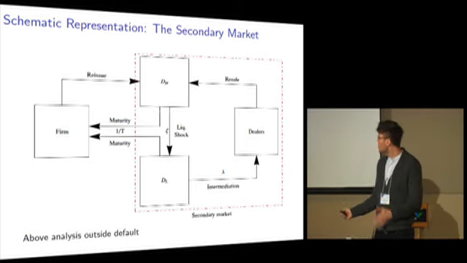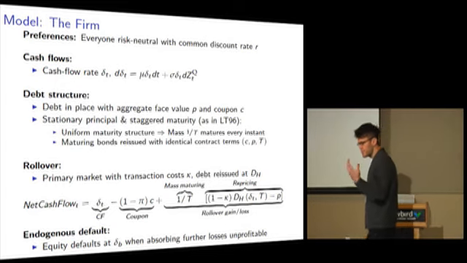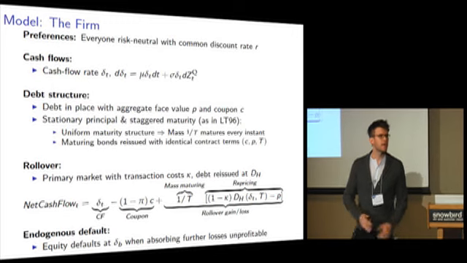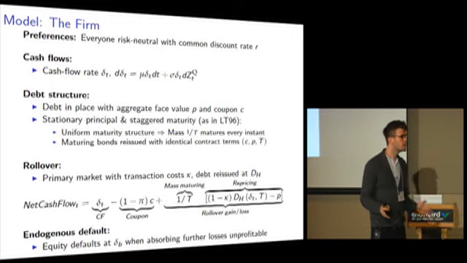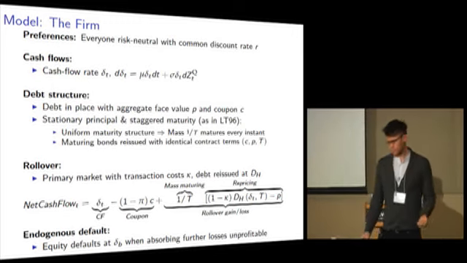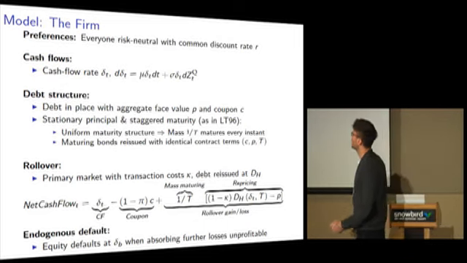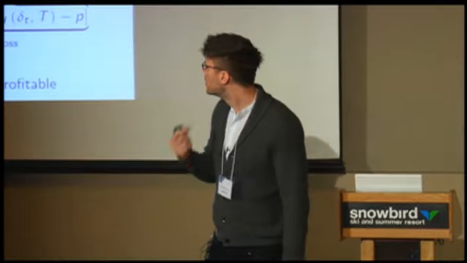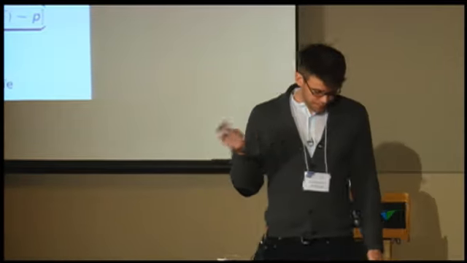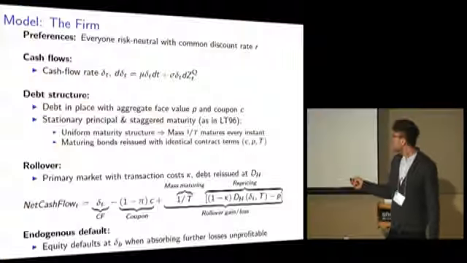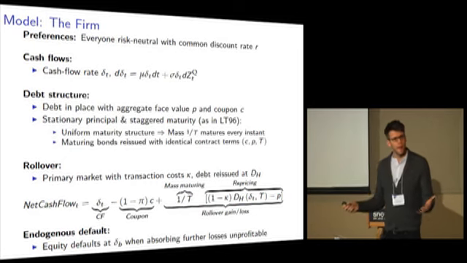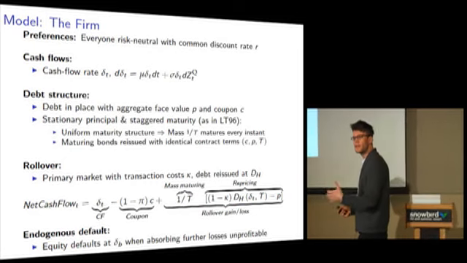And so now we're just going to go through the different elements and show you how we can get it tractable. So the preferences here: everyone is risk neutral with some interest rate r. And the company has assets in place that pay a cash flow rate delta, that's basically a geometric Brownian motion. Now there's a debt structure. There's debt in place. Each unit of debt has the same face value P and the same coupon C. And there's a unit mass of bonds outstanding, and they only differ in the time to maturity.